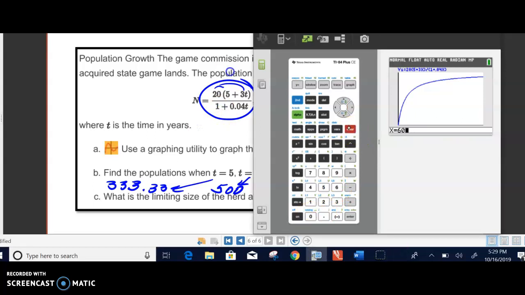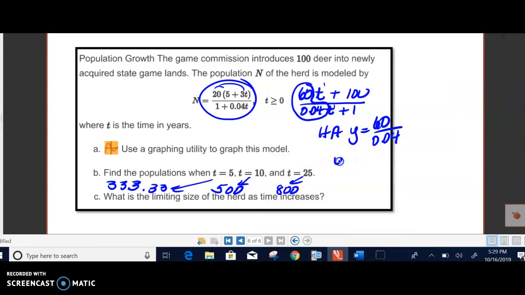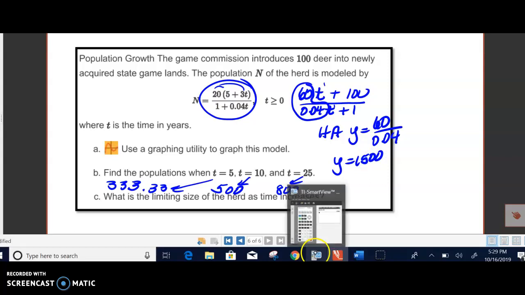All right, let's find that number. 60, let's clear that out. Okay, 60 divided by 0.04. Our horizontal asymptote is at 1500. So that is the limiting size of the herd.